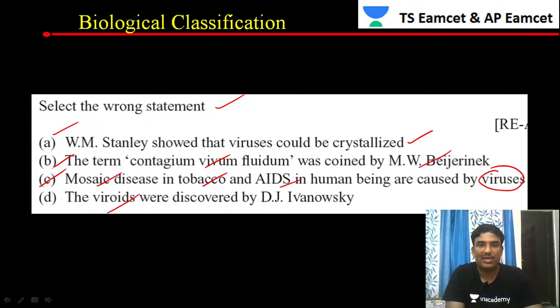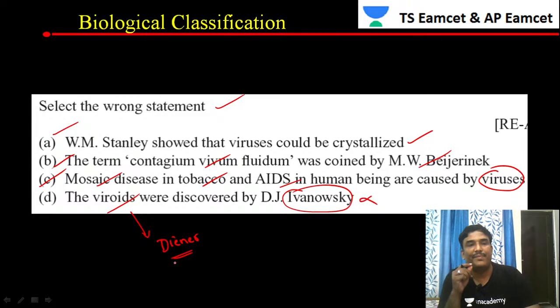Then, viroids were discovered by Ivanovsky. This is a wrong statement. Viroids were discovered by Diener. We were just discussing that. Diener is the person who discovered viroids. So statement D will be the wrong statement. So this is about today's discussion on the virus topic, students.